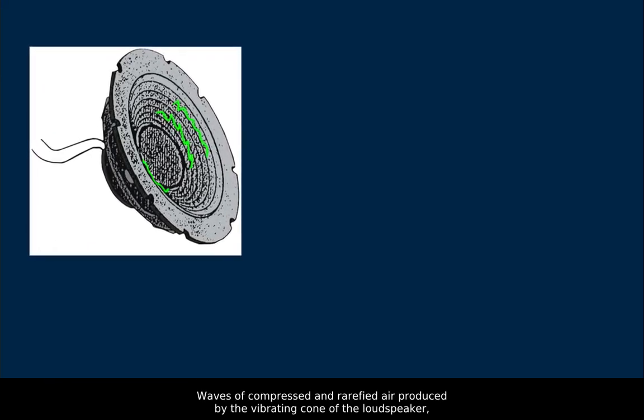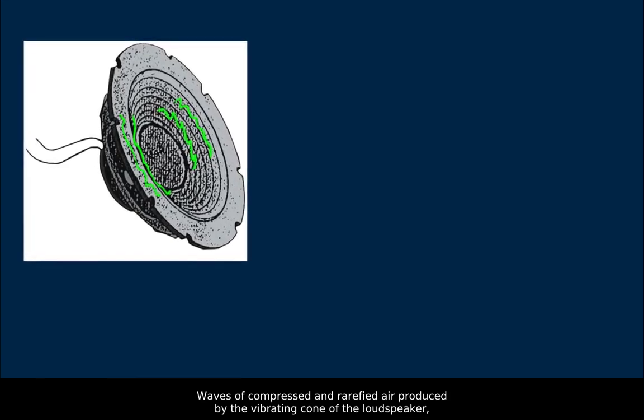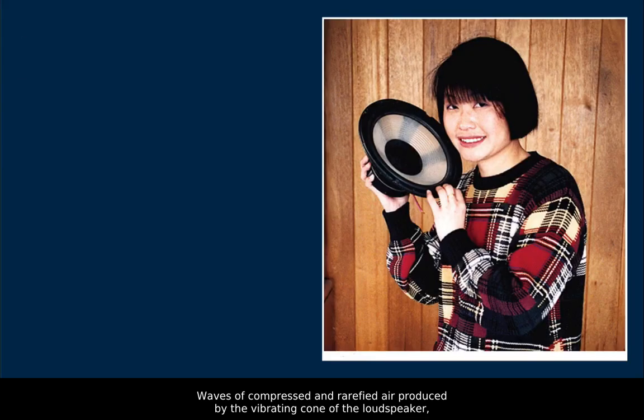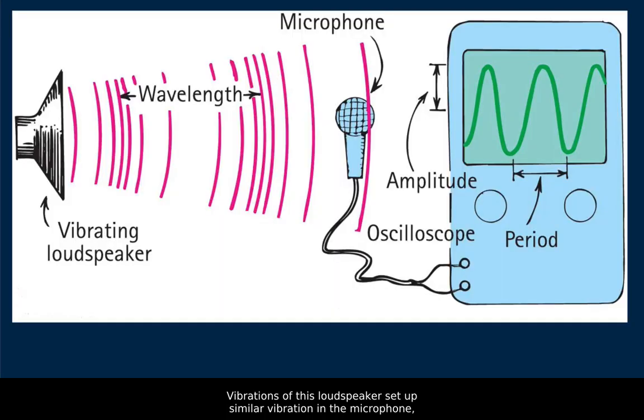A loudspeaker pumps out sound waves with a variety of frequencies. Waves of compressed and rarefied air produced by the vibrating cone of the loudspeaker make up the pleasing sound of music that Lillian appreciates. Vibrations of this loudspeaker set up similar vibrations in the microphone, which are displayed on the scope. The shape of waveforms in the scope reveals information about the sound.